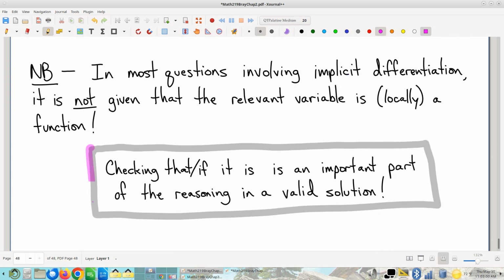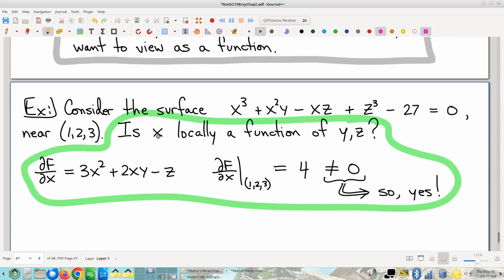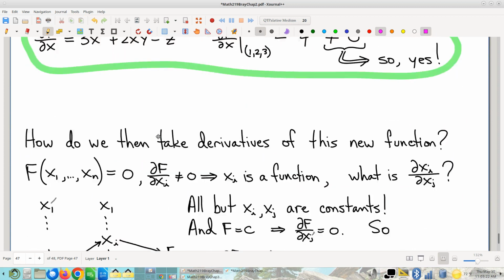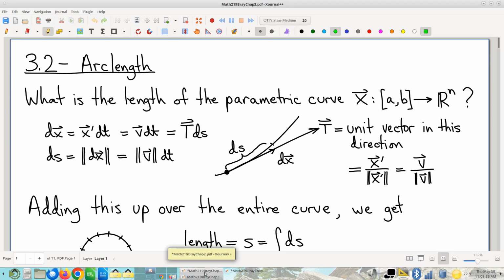This is an important part of the solution, to check that the thing you've been asked to take a partial of is something you're allowed to take a partial of in the first place. And for whatever it's worth, it's typically about half the points on a question like this. About half of the points would go to establishing that the thing that's supposed to be a function actually is, and about half the points would go to computing the partial derivative it asked about. FYI.